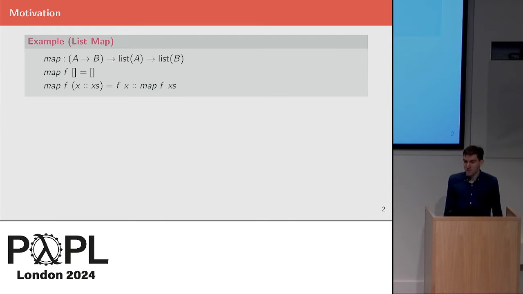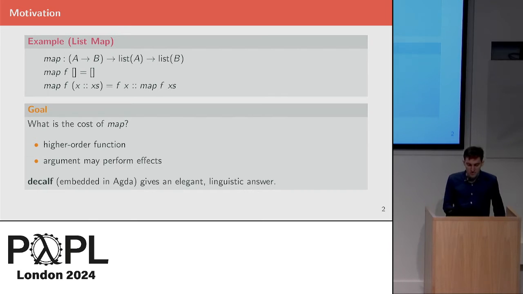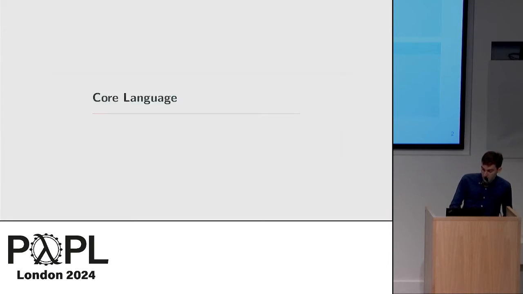You're all familiar, I'm sure, with the list map function, but when you think about cost analysis, you might realize that this is tougher for map than it might originally seem, because map is a higher order function, and the argument f might perform effects, so it's not immediately obvious how you would analyze map. So Decalf, which is a type theory embedded in Agda, will give us an elegant and linguistic answer to this problem. So first, let me tell you about the core language.